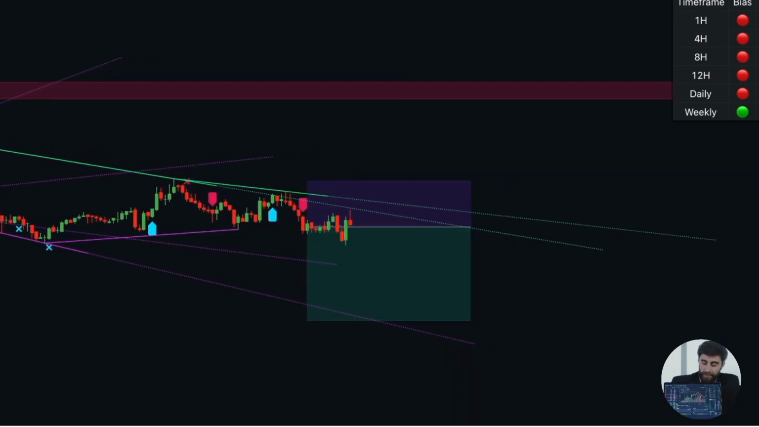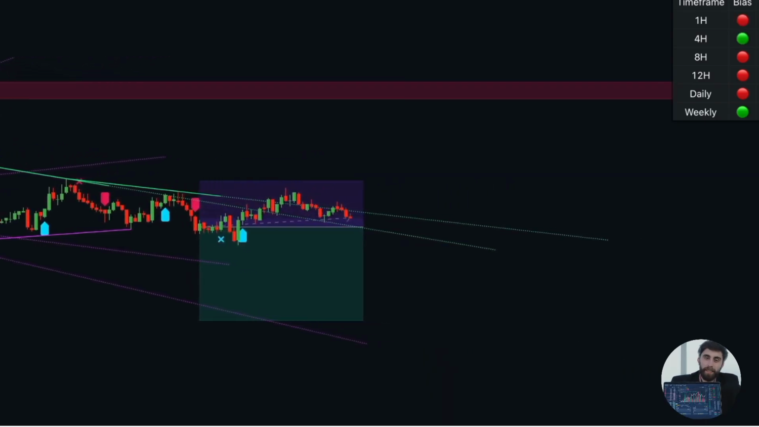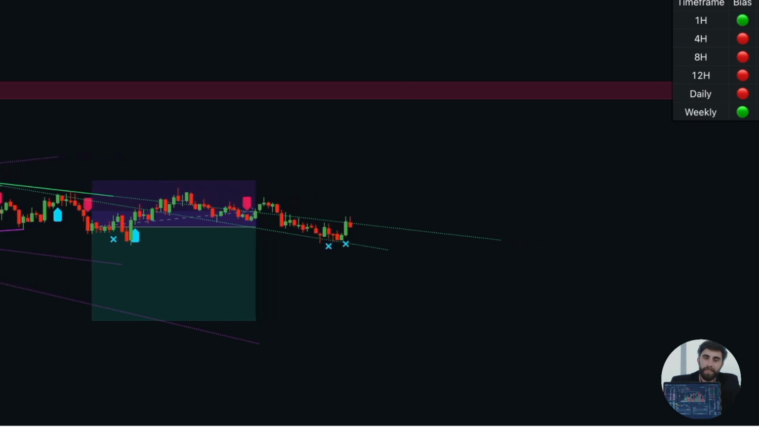Set the stop loss above the trend line. Target 2 times the risk. Let's see how this trade plays out.